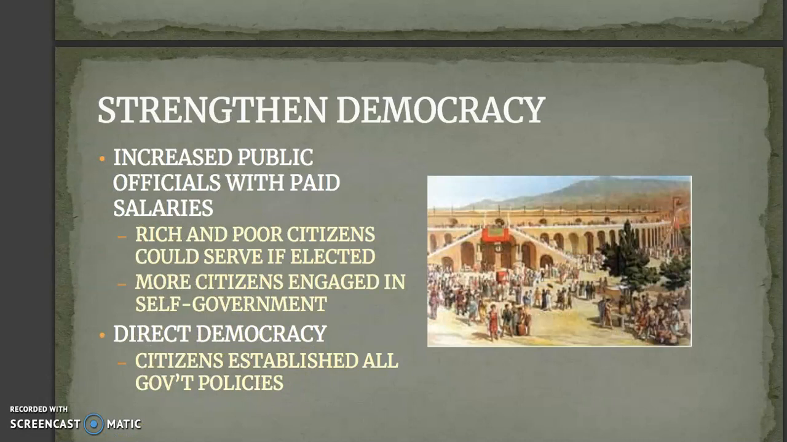So we have this strengthening of democracy, and within democracy in Athens, we're really talking about a direct democracy, which is really majority rules. But it isn't that everyone has a say. Direct democracy really means everyone votes, majority wins, versus what we have in the United States, which is a republic, a representative democracy. We vote for people. Those people then vote on our behalf. So that's a difference between a direct democracy and a republic.